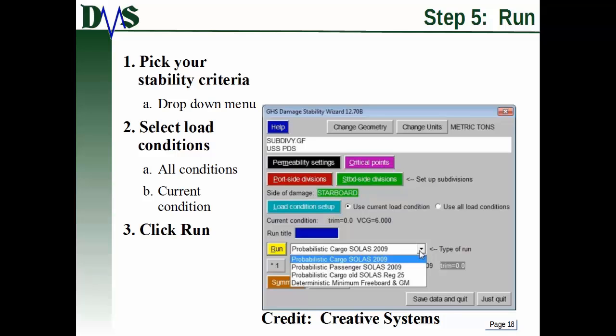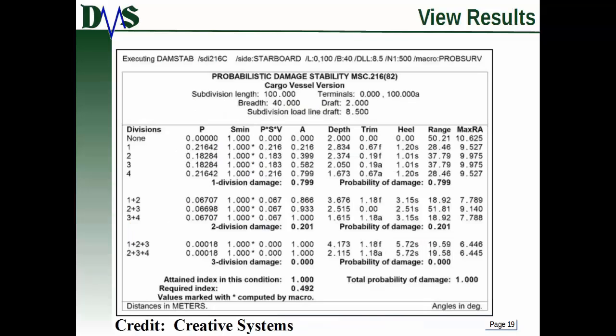And then you're going to pick your load conditions. So that's up here, where you're either going to use your current load condition, or you're going to use all of the load conditions that you've defined. And that's those three separate load conditions. So once you pick all of that, you click your run button. And you're going to get an output that looks like this. It is a report output, so you can easily refer to it at a later date. And it's very nicely formatted.